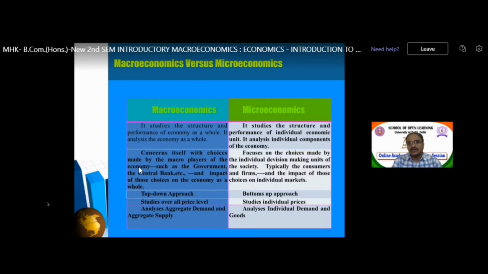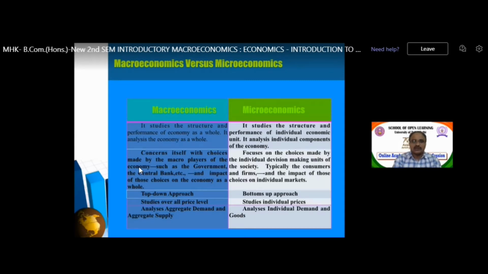Next, macroeconomics is concerned with the study of the overall price level, the overall prices of goods and services. But microeconomics studies individual prices. That means the individual price, the price of one good. But here, the aggregate price level, all the prices, that is the inflation rate, we discuss at the macro level. But here, it is the individual price increasing or decreasing.